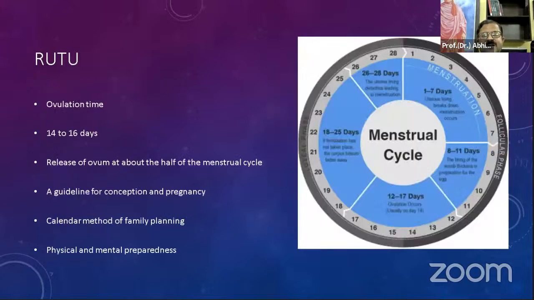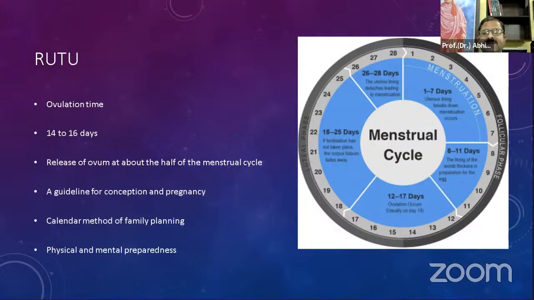Actually, this Rutukal is very important, and the menstrual cycle should be very regular, because this is the period where fertilization takes place, and the fertilization takes place at a particular time of that fertile phase, and that particular time is called the ovulation time. So now, what is this ovulation time?